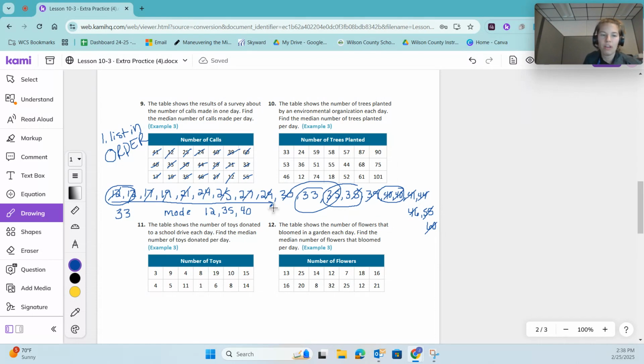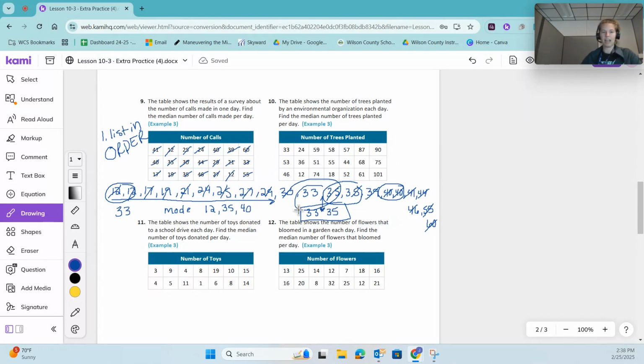Now if you had a median and there were 2 numbers in the middle, we would then find the number that's between them. So for instance, if 33 and 35 were both in the middle here, 34 would actually be my median, even though there's not actually a data point that is 34. So keep that in mind when you're finding median. All right, let's look at one more of these together.